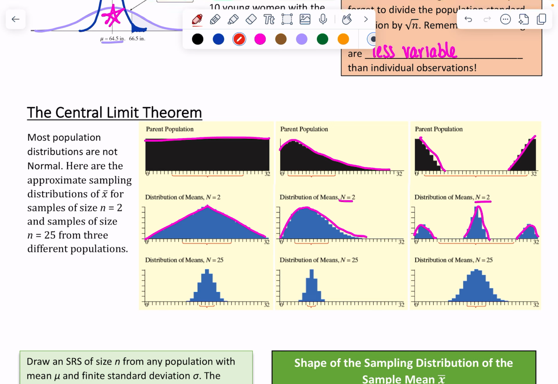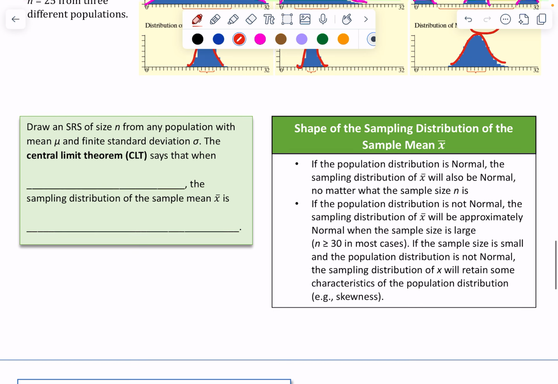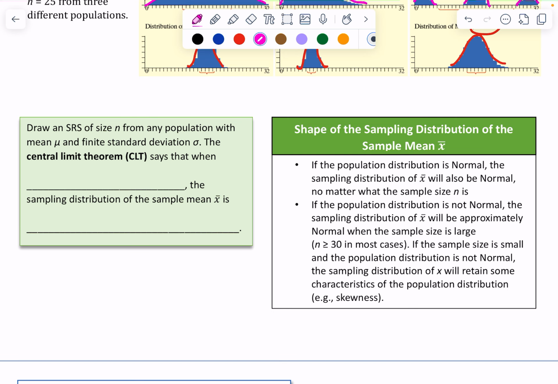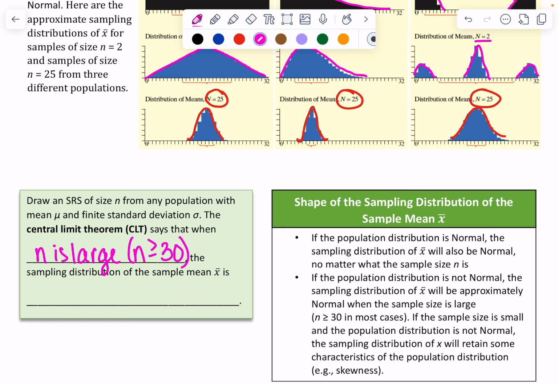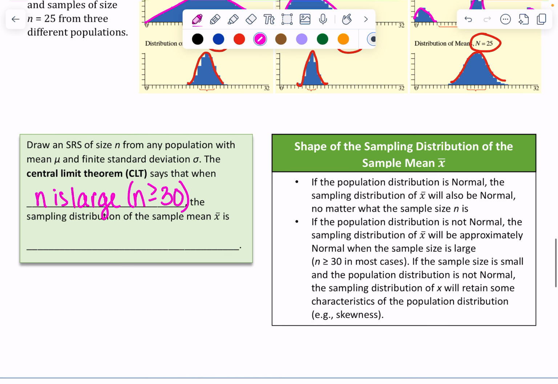However, if you have a large enough sample size, so these are much bigger at 25, you'll start to notice that they're starting to look a little more normal. That's basically the central limit theorem, which says that when n is large, and for us, we're going to use at least 30. This website only went up to 25, but for our purposes, we're going to use 30. When your sample is large enough, the sampling distribution is approximately normal.